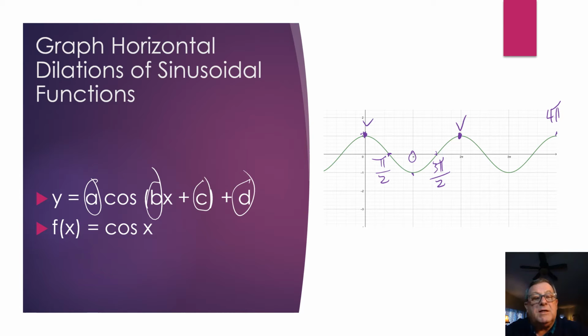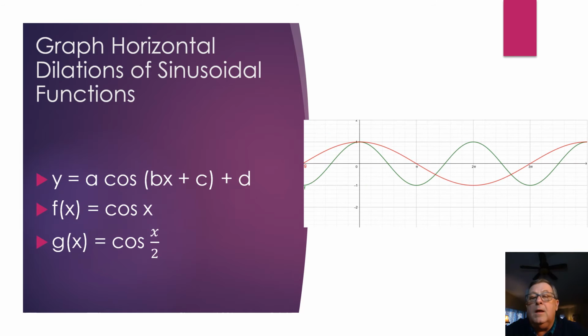Now let's look at a transformation of this cosine function. The one in green is just f of x equals the cosine of x. And then we have a transformation where g of x equals the cosine of x over 2, which is the same as saying 1/2 times x.